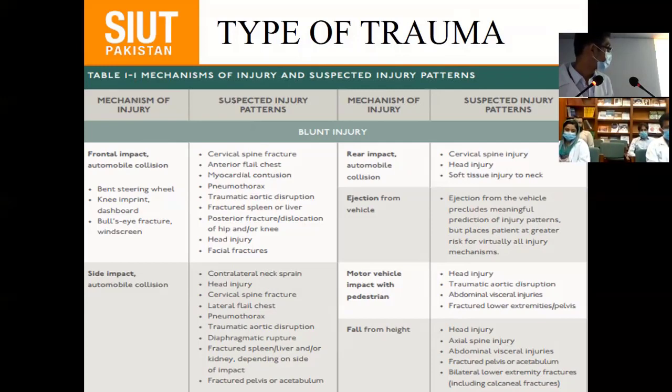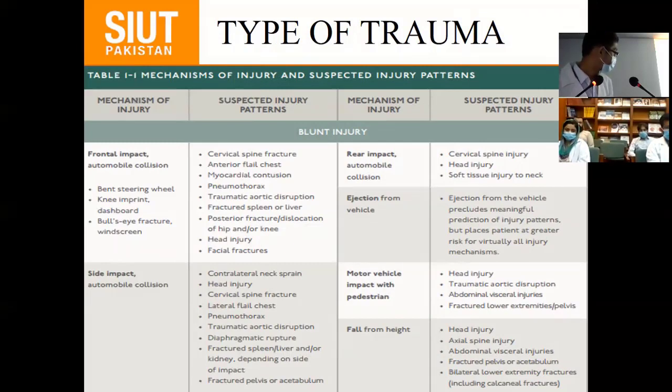It will lead to cervical spine fracture, anterior flail chest, myocardial contusion, pneumothorax, traumatic aortic disruption, fracture of the spleen or the liver, posterior fracture or dislocation of hip or knee, head injury, or facial fracture.